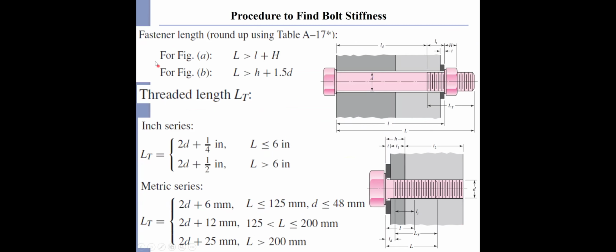So we can just check the fastened length. For figure A, the previous figure, what is L? Right here. L is greater than the lowercase l plus h, where h is right here, the thickness of the nut. For figure B, L, the fastened length, which is the part that can be fastened or gripped together, equals h, the lowercase h, plus 1.5d, the nominal diameter.